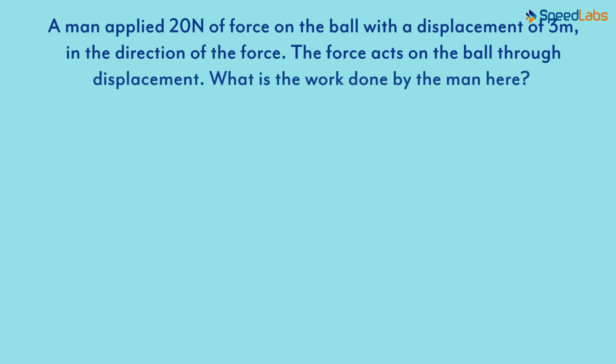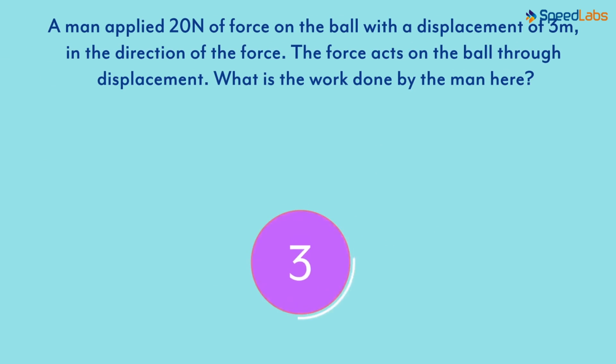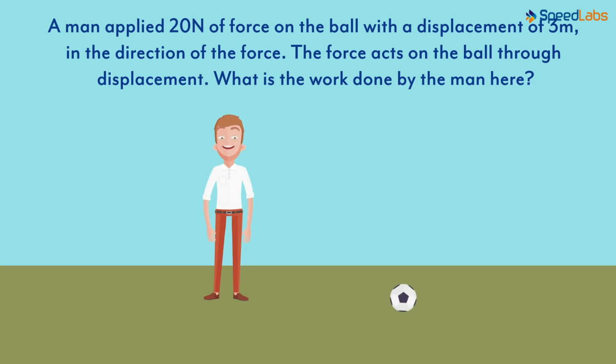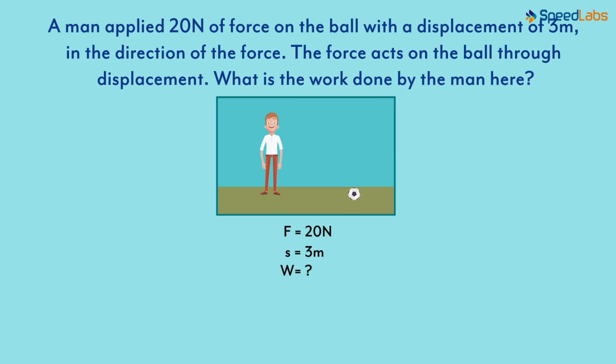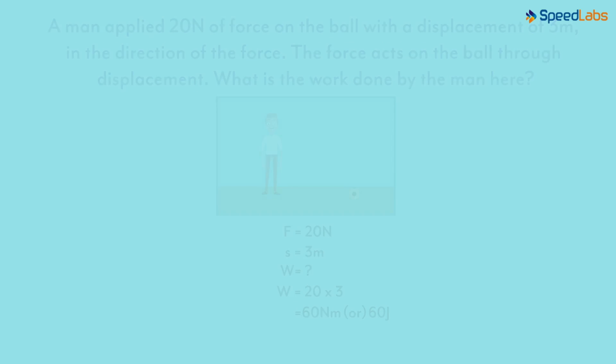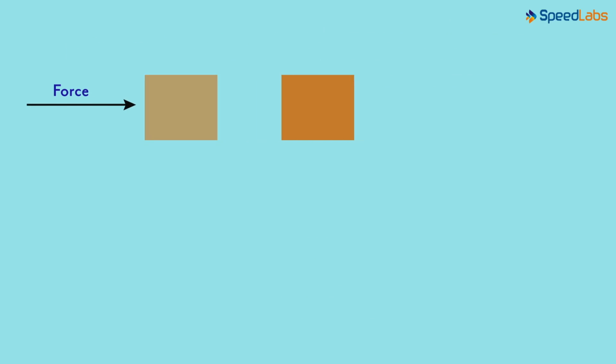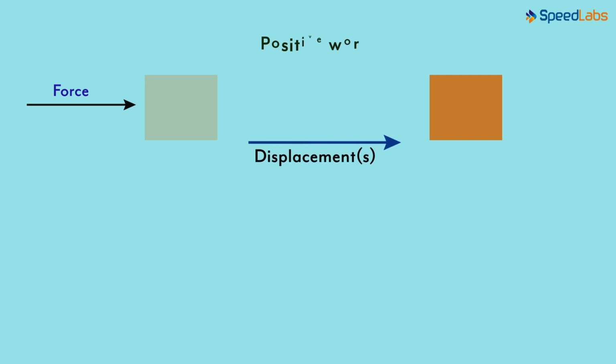Here's another exercise for you. With the force acting on the ball through displacement, we multiply 20 Newton of force with 3 meters of displacement to get 60 Newton meter or 60 joules as the answer. Now, if the object is displaced and exerted with force in the same direction, the work done by the force is considered positive. When is work considered negative then?